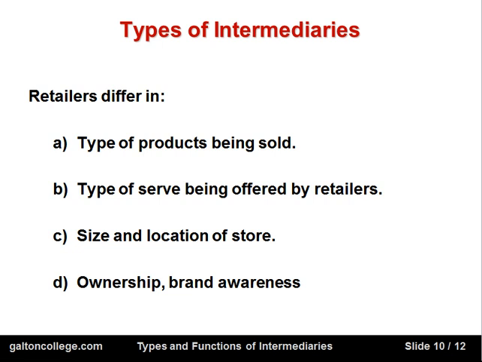Tesco deals with a wide range of products. It seems to cover everything, but cover many areas, I should say. But mostly household goods and foodstuffs and that sort of thing. So products do differ between retailers. So the services being provided are different. Also, the size and the location of the stores can be a lot different. And the ownership and brand awareness would be different.